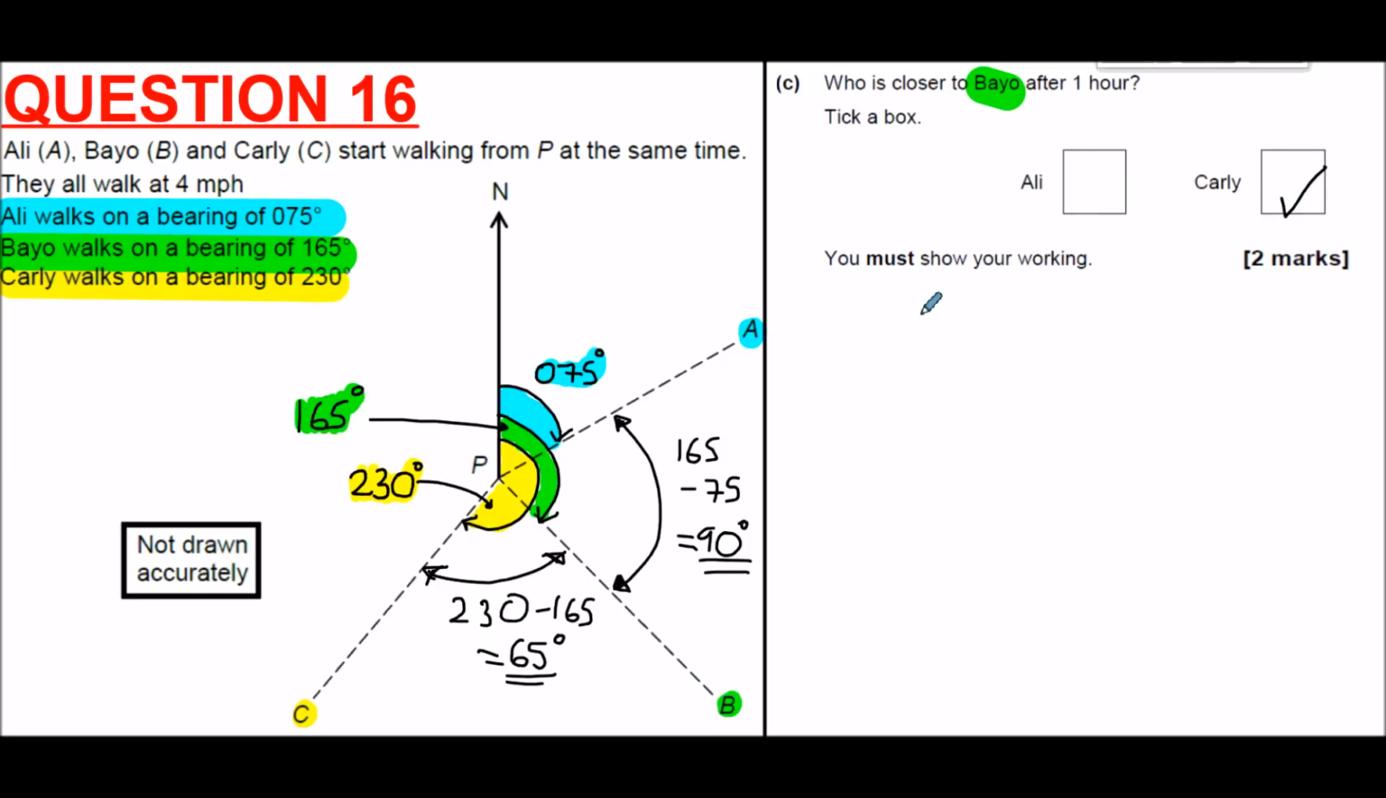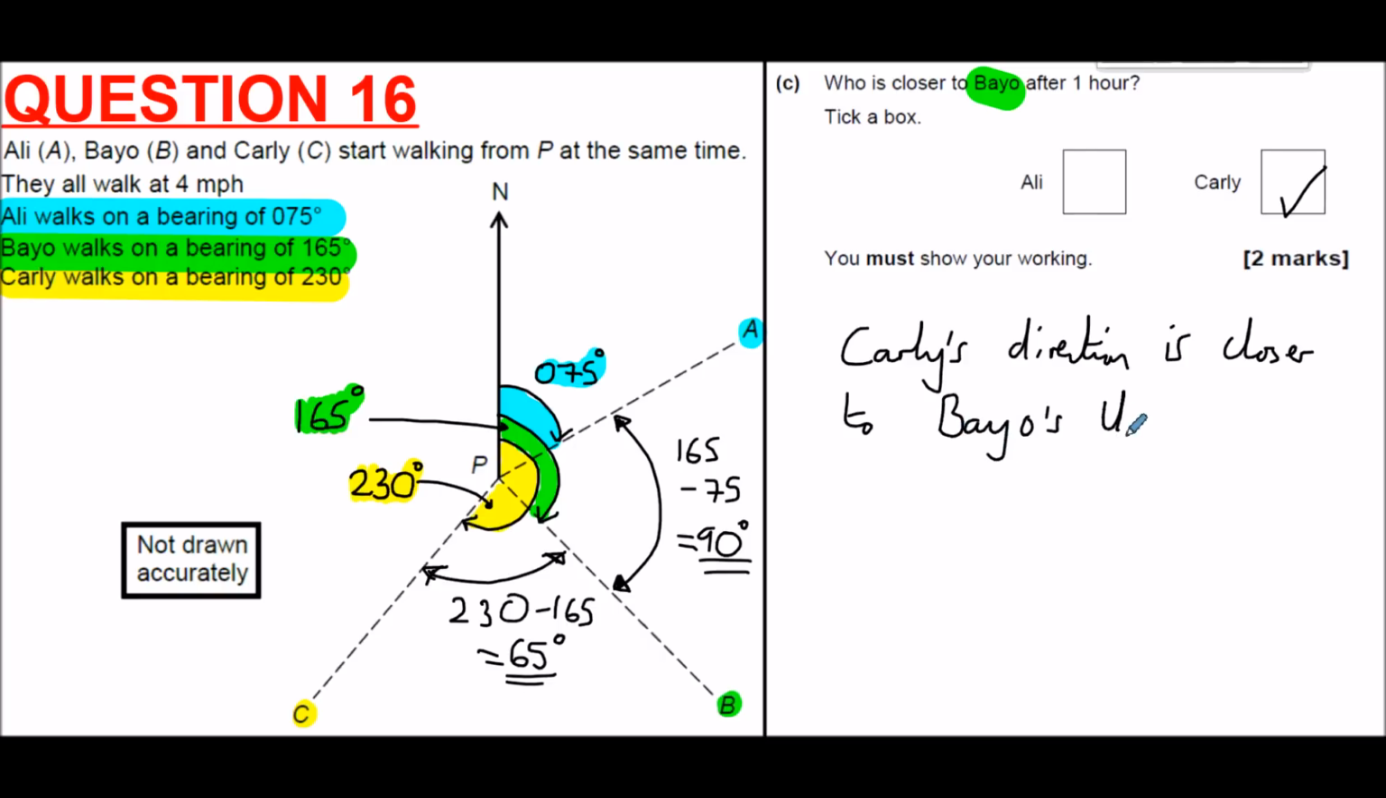And so in terms of showing you working, this is the working shown. And we can say something simple like Carly's direction is closer to Bao's than Ali's is, because 65 degrees is smaller than 90. So you need to show these calculations to support your final answer. And that's question 16 done.